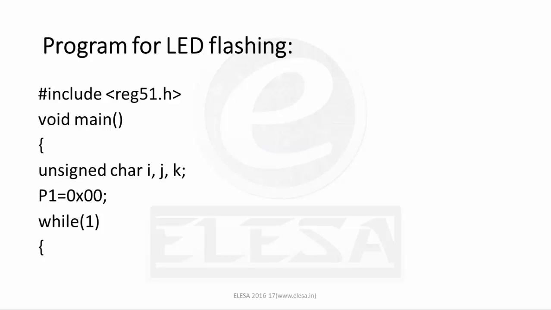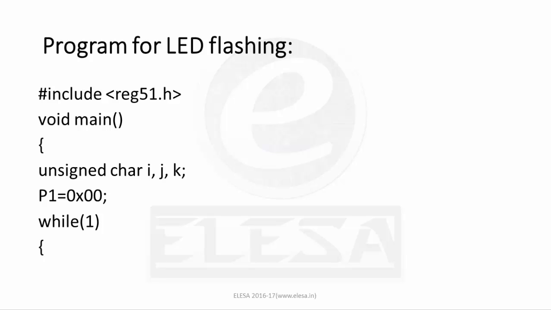You can see the first line, which is #include reg51.h. It is the special function register declaration for the intended 8051 derivative. Then we write the main code in void main. Then unsigned characters i, j, k are defined. At first, we give value 0x00 to the P1 port. That is, all LEDs at the P1 port will be in off mode first.